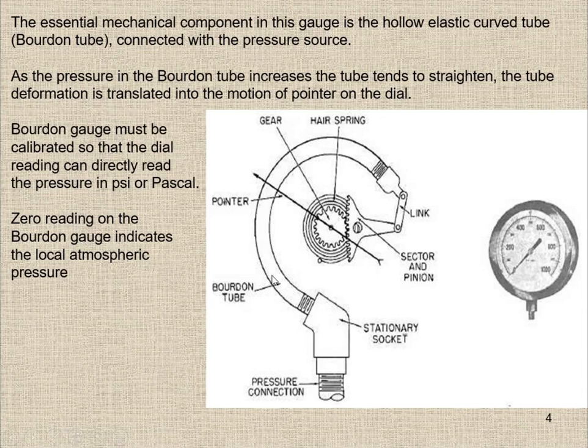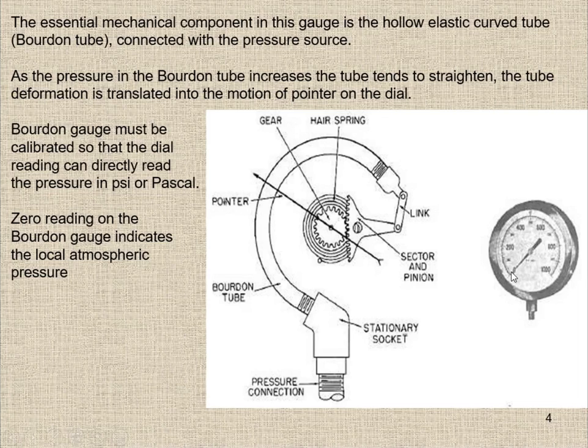When the pressure increases, this tube starts to straighten, and because of the high pressure it starts moving up. When we release the pressure, the dial goes down. The Bourdon gauge must be calibrated so that the dial reading directly gives the pressure in psi or Pascal. Normally we calibrate the gauge at 0.